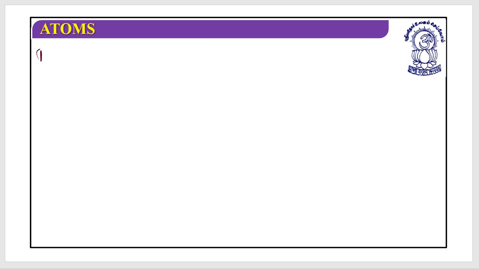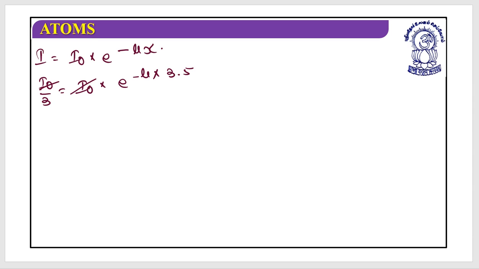What I can write is I equals I naught into e to the power minus mu x. So this is equal to I naught by 3, which equals I naught into e to the power minus mu into 3.5. So this I naught has gone, and it's 1 by 3, which equals e to the power minus mu into 3.5. I hope this is clear. Great. So this is our first relation. Keep it in mind. We might use it.